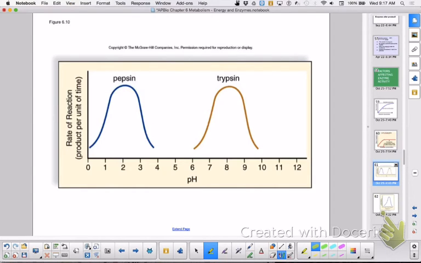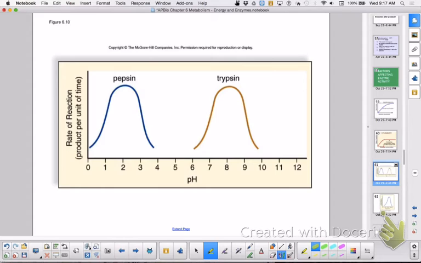Where do you think pepsin is located? In your stomach, because your stomach has a very, very low pH. Yeah, your stomach is very acidic. Okay, come back. Your stomach is very acidic, and pepsin works best at a lower pH.